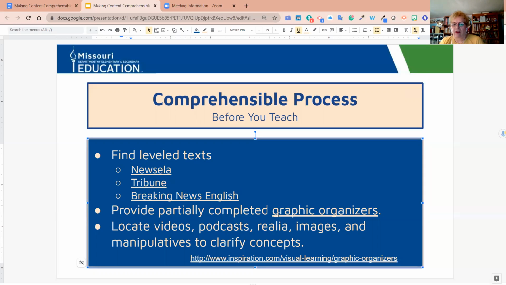And then graphic organizers are also very helpful to our English learners. And you can give them to them partially completed if they're low proficiency, where they just have to find specific words, maybe those vocabulary words that you've been working on, and finding how they are related to the text. And I also would locate videos or podcasts or realia images, all those things before the lesson, before I start teaching, so that I have those for the students when we start the lesson in case they're needed. And then this link down here takes you to some different graphic organizers for different languages.